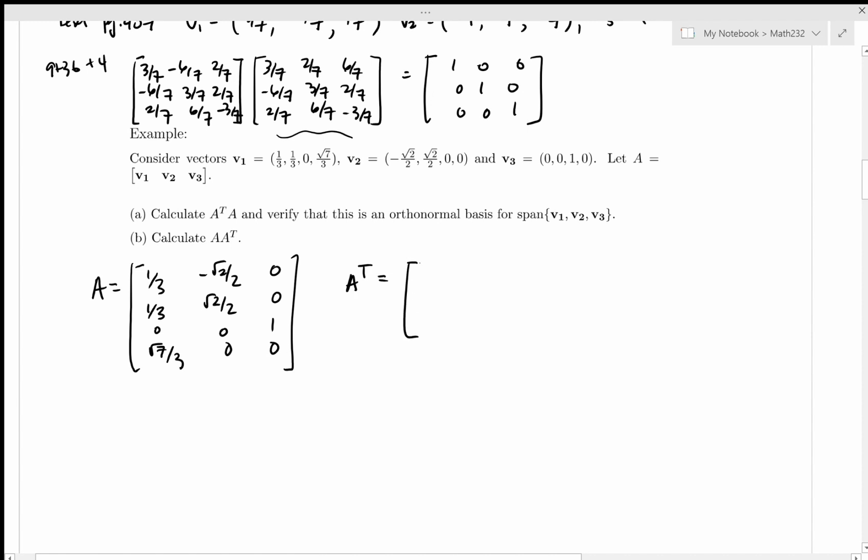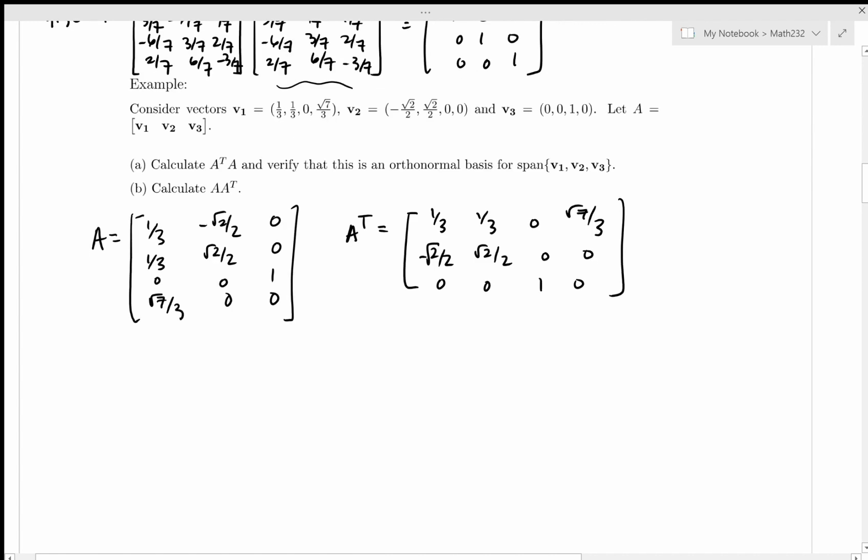We got A transpose. That looks like this: 1/3, 1/3, 0, √7 over 3, minus 2, square root 2 over 2, √2 over 2, 0, 0, 0, 0, 1, 0. Okay, so we got A and A transpose. And then what we do is we're going to do this step here. This is exactly what we did above. We take A transpose, we multiply by A, and you then see that you'll get this. I mean, I did this using Wolfram Alpha. Okay, you get that. And it's a 3 by 3 matrix.